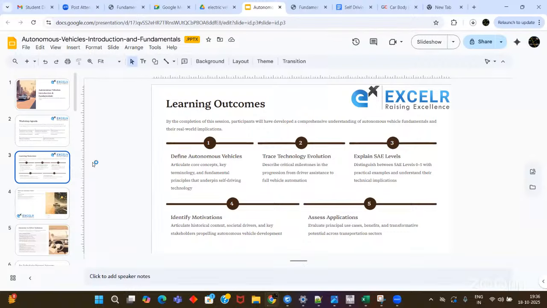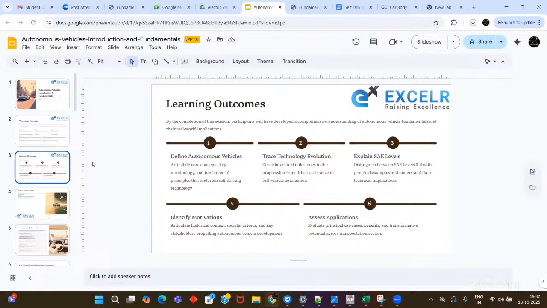So that is how we'll be taking this forward, wherein we'll be discussing the critical milestones in the progression from driver assistance to full automation. That is what I told, right? So initially, a driver was needed for complete functionality of the automobile. Then the semi-driverless car came, wherein you can put on autopilot over the highways, and then comes full autonomy. So that is how things are done.